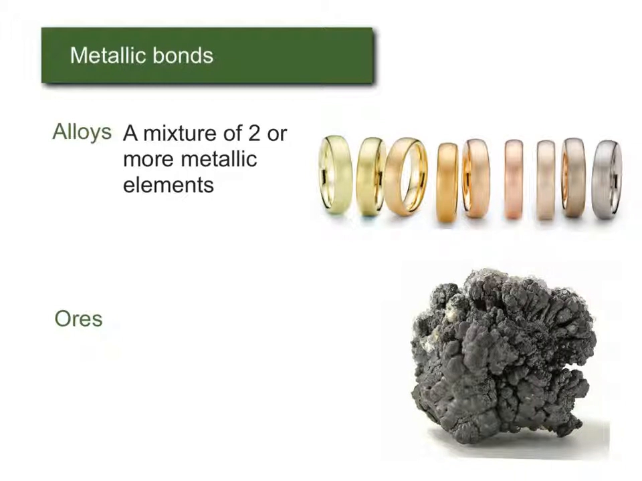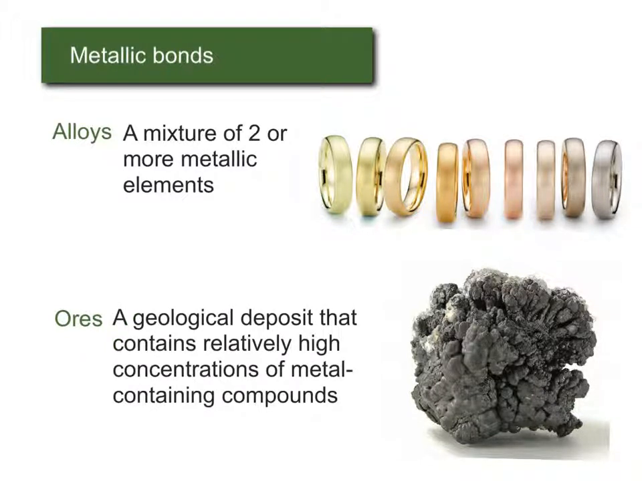The other way we find metals is as ores, and these are natural rocks basically that have different metal ions or metals present within them. So ores are geological deposits that contain relatively high concentrations of metal-containing compounds. Okay, so that sums up both ionic and metallic bonds, and next time we'll talk a little bit more about covalent bonds.